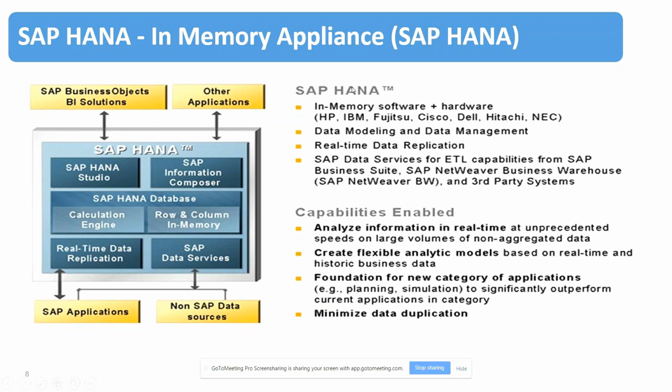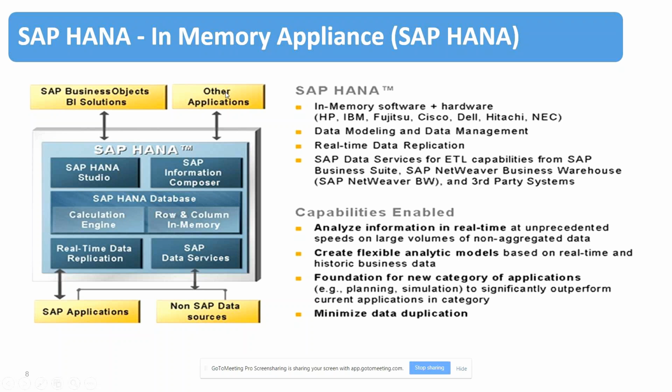Here, the in-memory software is designed by the vendor SAP, and the suitable hardware is designed by different vendors like HP, IBM, Fujitsu. We have a number of vendors. They provide the hardware details to SAP. So these hardware systems are designed with respect to the SAP HANA in-memory software. And also we have data modeling and data management.